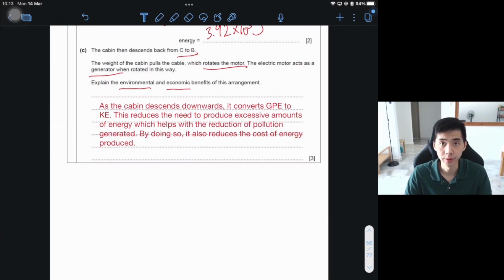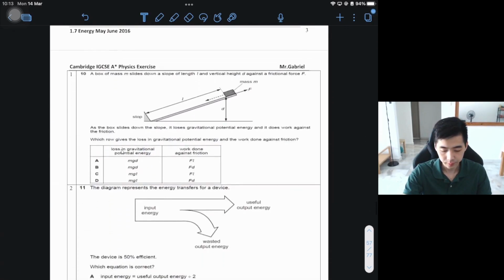So for this question here, you can write something like, as the cabin descends downwards, it converts gravitational potential energy to kinetic energy. This reduces the need to produce excessive amounts of energy, which helps with the reduction of pollution generated. By doing so, it also reduces the cost of energy produced, because every time it goes downwards, it generates energy back into the motor itself. Alright?